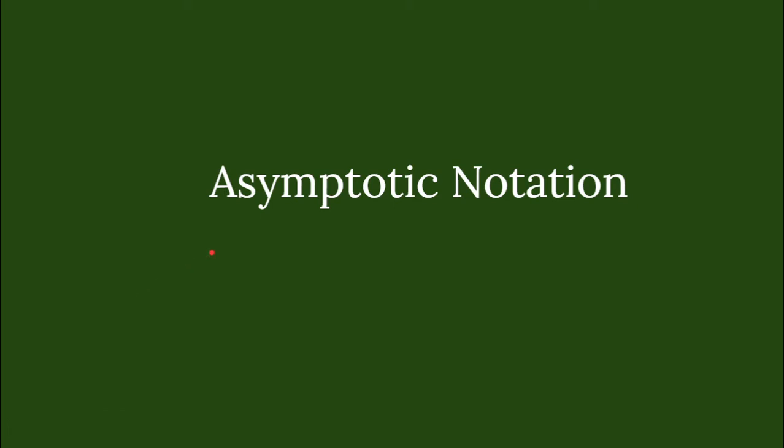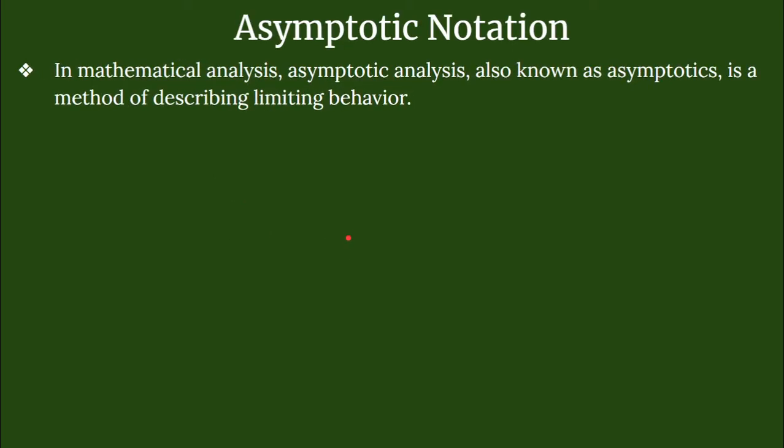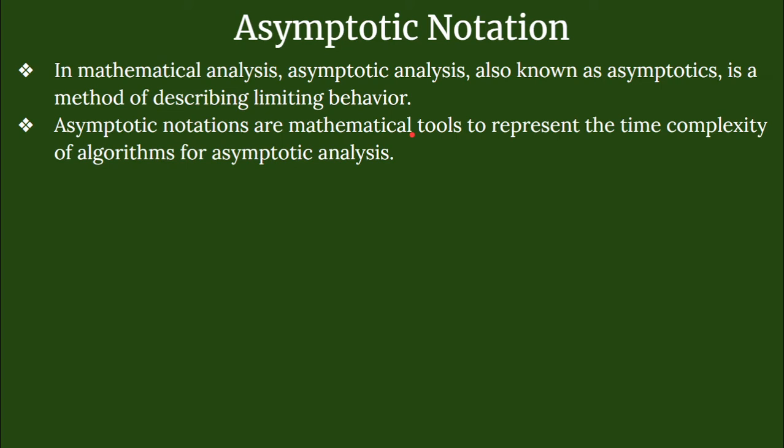Hello everyone, in this video we are going to see about asymptotic notation. This asymptotic notation is a mathematical tool which helps to find out the behavior of an algorithm, which is the limiting behavior. So they are also called asymptotics, which is a method of describing the limiting behavior of an algorithm. It is a tool.